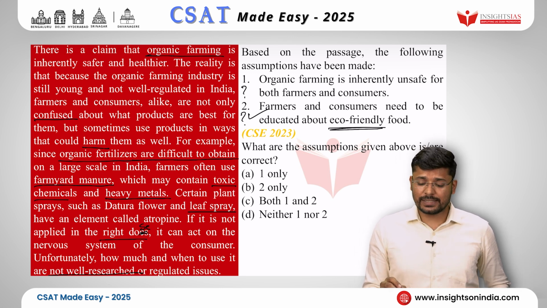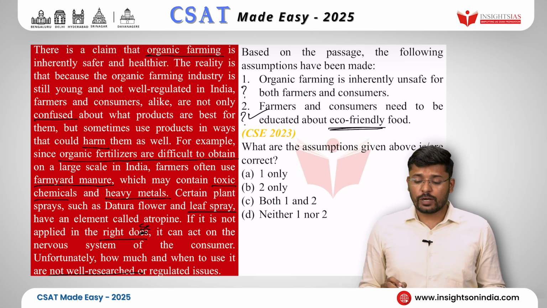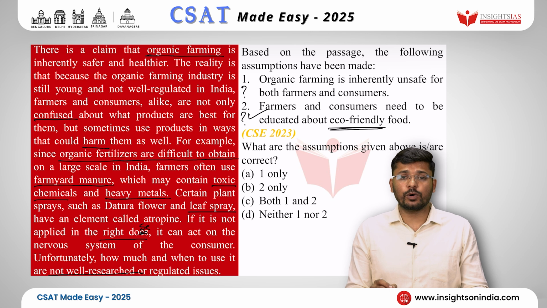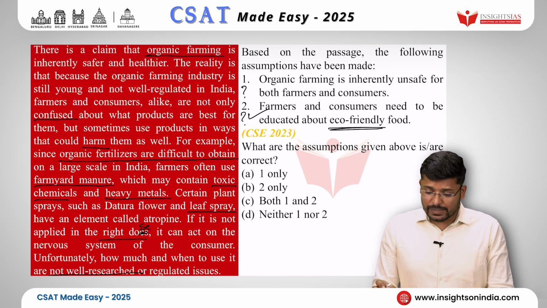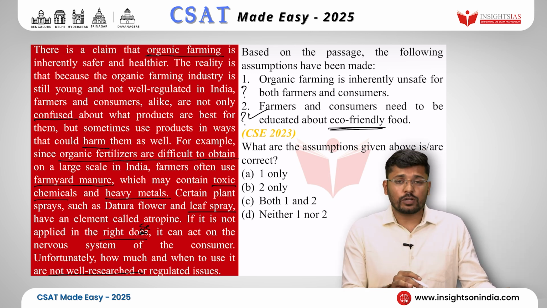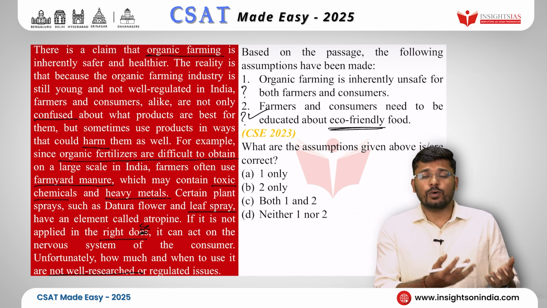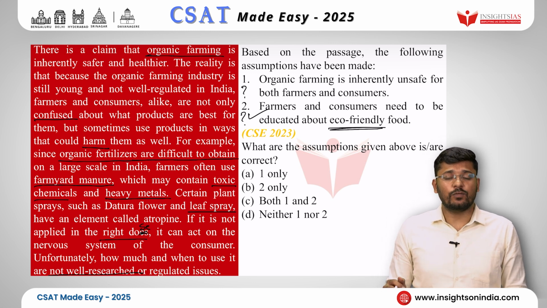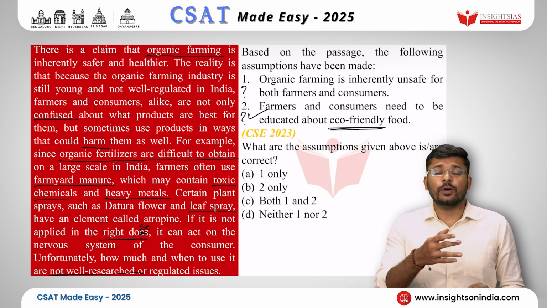The assumption doesn't state that farmers and consumers definitely need to be educated about eco-friendly food, or that farmers and consumers, if educated about eco-friendly food, will definitely avoid harmful products. That is not what it is saying. They are merely stating that farmers and consumers need to be educated about eco-friendly food. The author seems to have assumed it. Why? Because he is telling us these people are not educated, so they are confused, and so they are using harmful products. So he has assumed that if they were educated, they would not have used them.